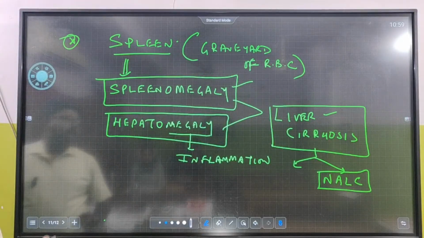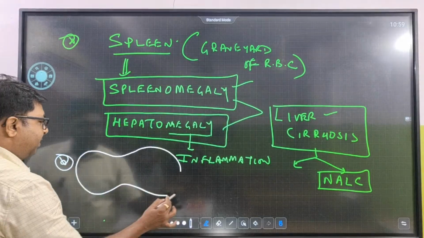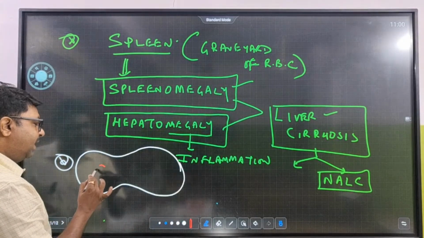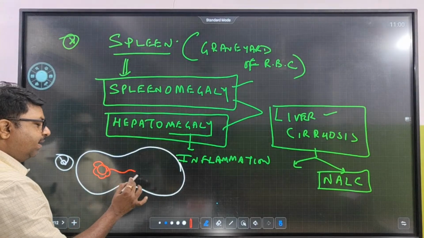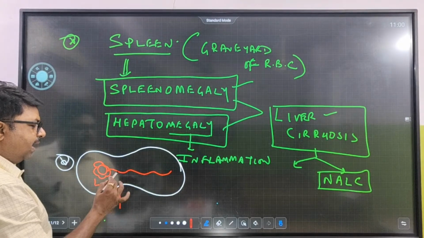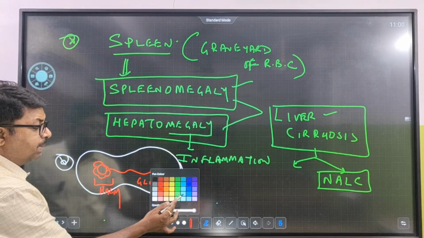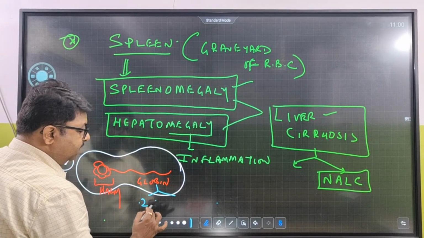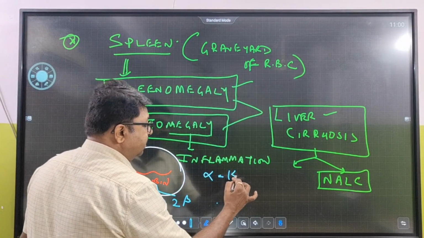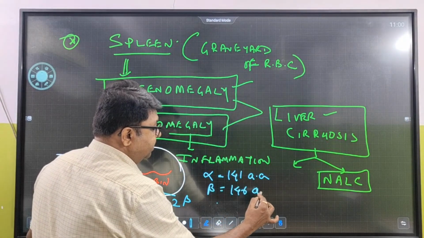Yes, I was just inquiring about whether we have missed anything in RBC or not. One thing that we have missed is that RBC have got hemoglobin inside. Say this is hemoglobin. This part is heme, called iron, and this is a long chain called globin protein. Globin protein is made up of 2 alpha and 2 beta chains. Each alpha chain contains 141 amino acids. Each beta chain contains 146 amino acids.